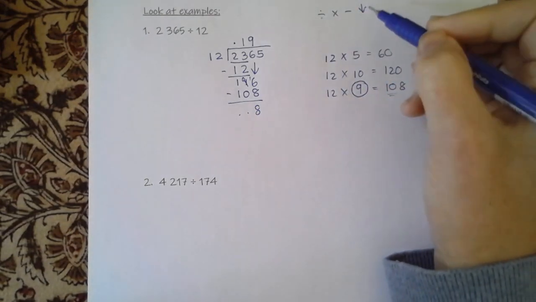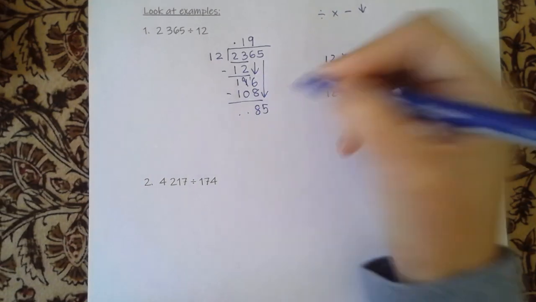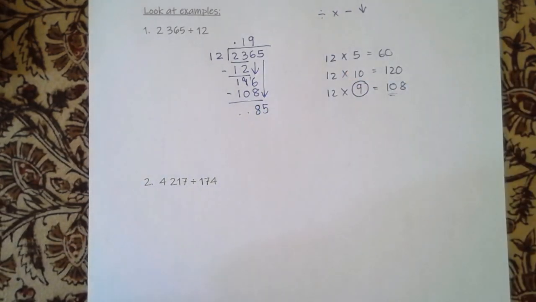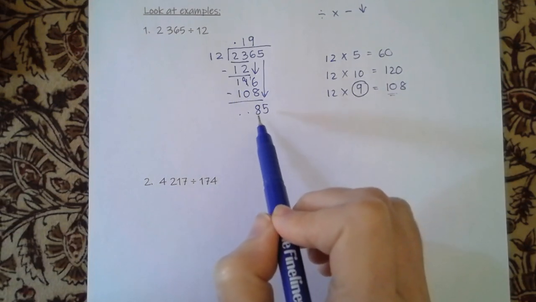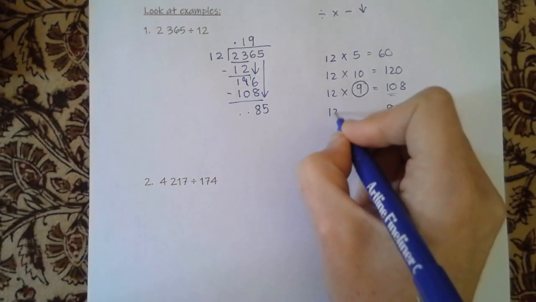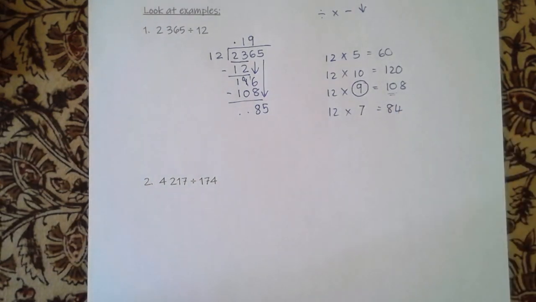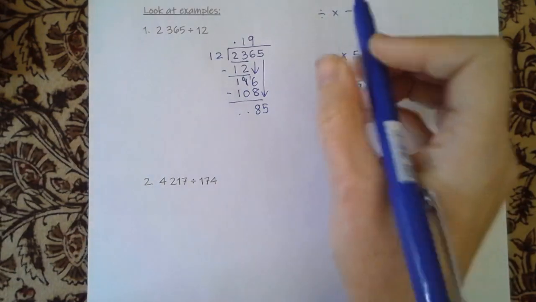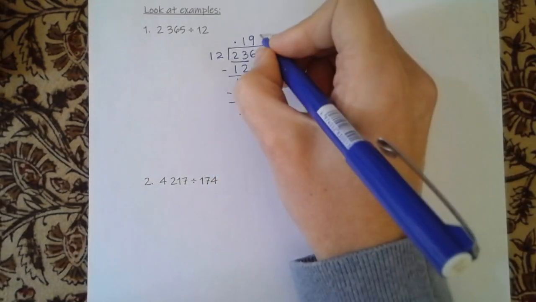What do I need to do now? After I subtract it, I need to bring down the 5. So now I have 85. Closest number that 12 can divide into 85 is 84. 12 times what equals 84? If you know your tables, you'll be able to tell me 7. So what are we doing? We're dividing. 85 divided by 12 is 7.